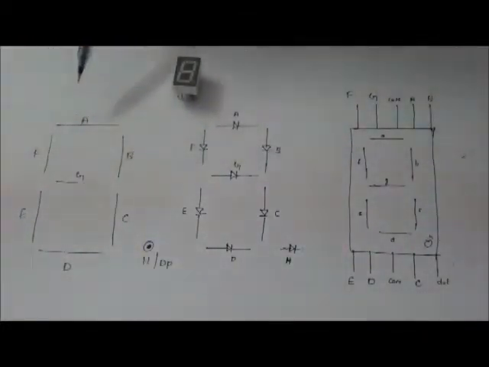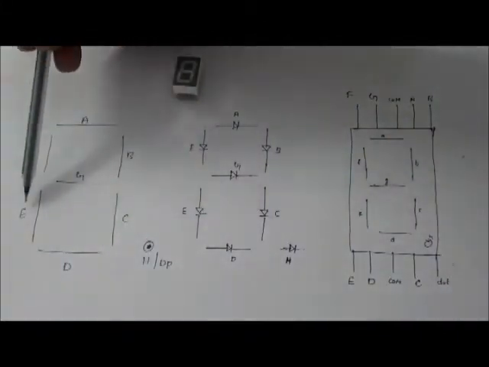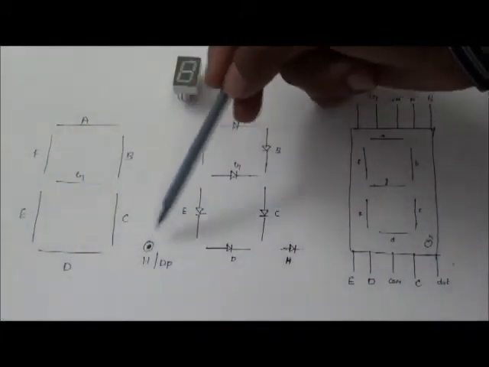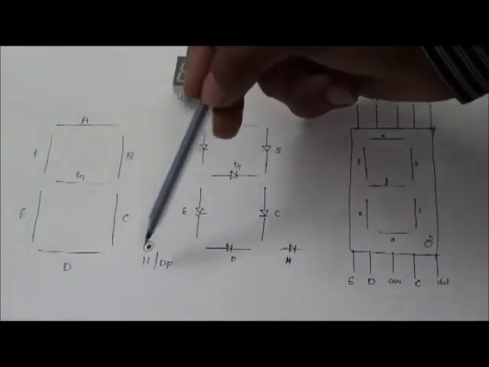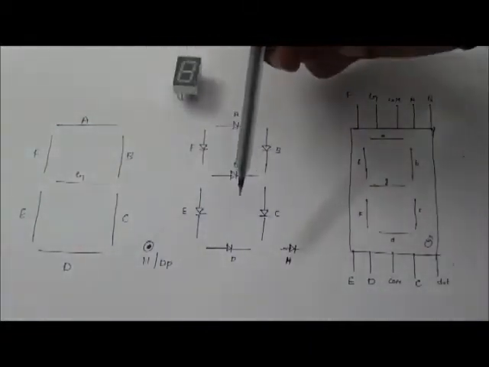in this 7-segment display, each segment is represented by some characters from A to G. Here it's A, B, C, D, E, F, G. And one more, there is a dot, it's an H. This is a decimal point, which is useful whenever we are displaying floating point numbers using multiple displays.